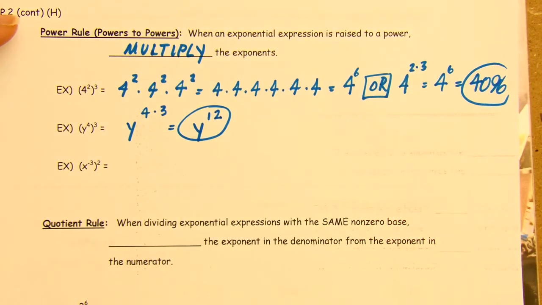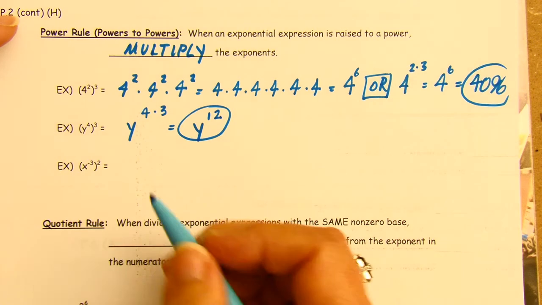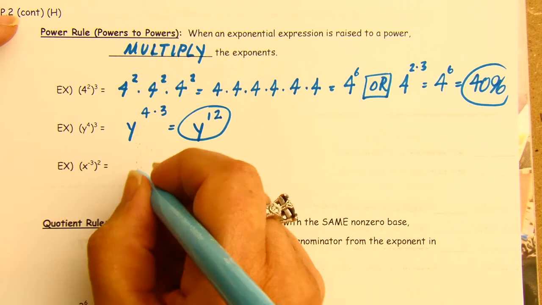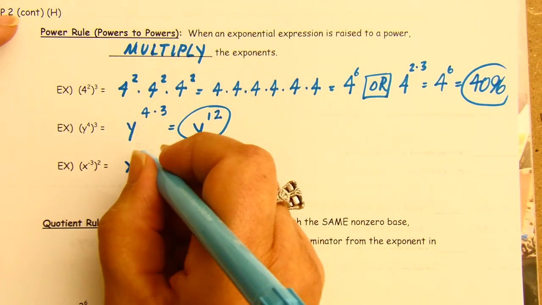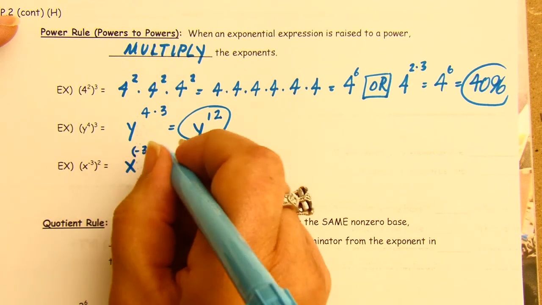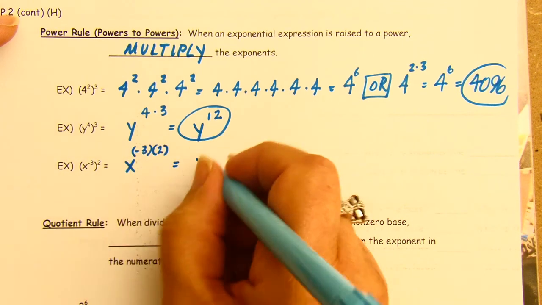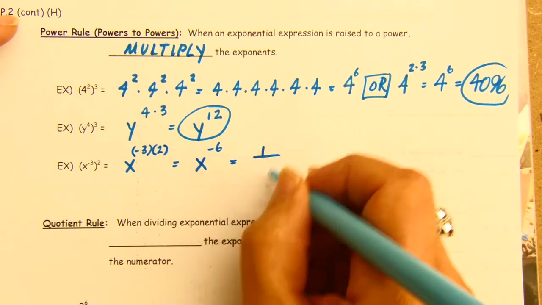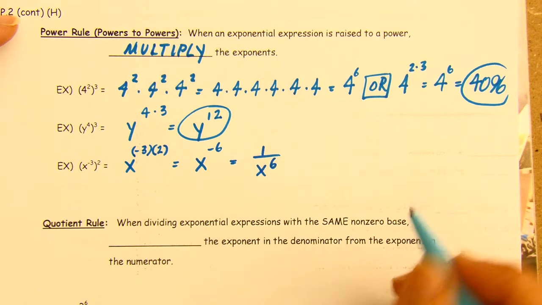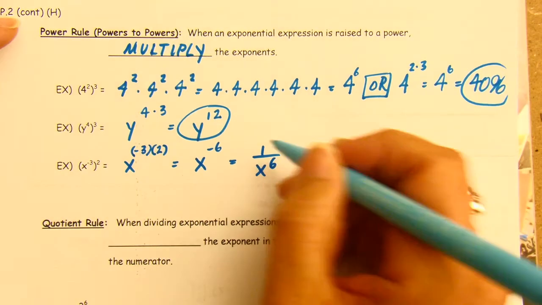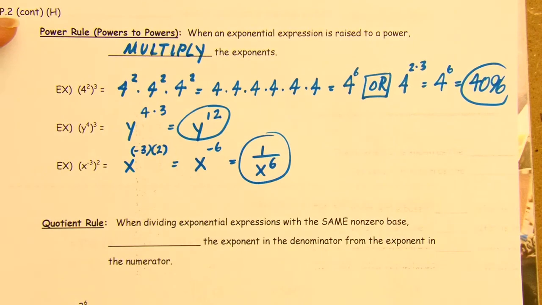Again, another example, x raised to the negative 3 power, raised to the second power, power to a power. Again, you're still going to multiply the exponents. Negative times positive is a negative. This becomes x to the negative 3 times 2, which really is x to the negative 6 power, which becomes 1 over x to the power of 6. I can't simplify x to the power of 6. So the x is a variable base. It's not a numeric base, so I have to just keep it like that.